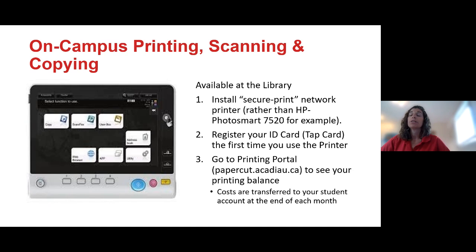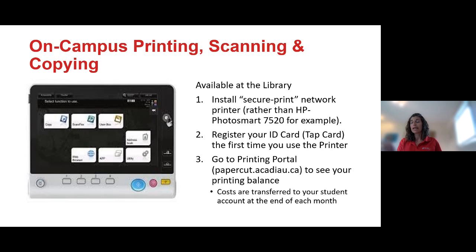There is on-campus printing, so if you don't have a small printer for your room, that's okay. There's on-campus printing available at the library. To access that, you have to install something called the Secure Print printer. If you were installing a printer at home, it might be something like HP PhotoJet Laser, but instead of that, it's the Secure Print. And basically what that will let you do is print while you're sitting at your printer, and then you can go to the large machines in the lobby of the library, and with your ID card, which is the same as your tap card, you can tap and release that print job.